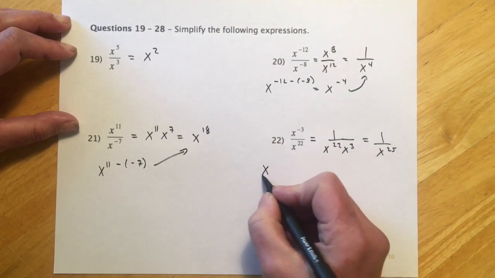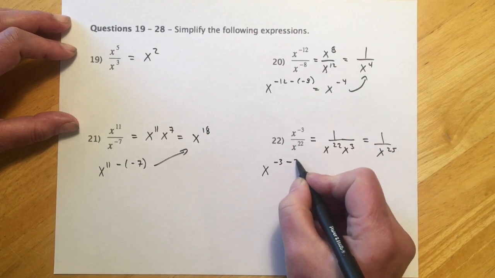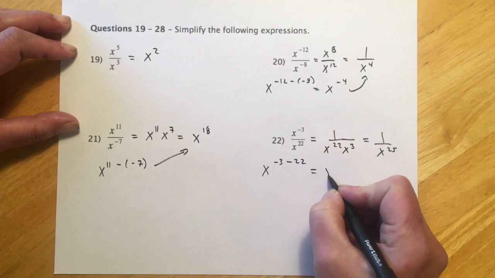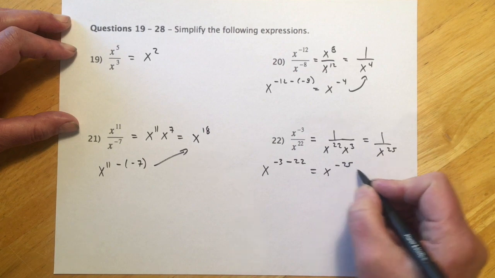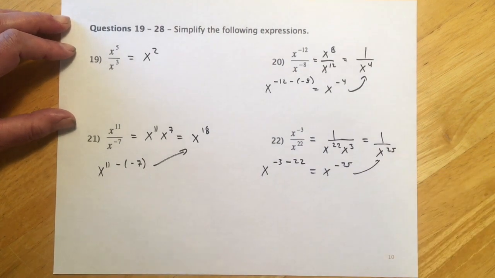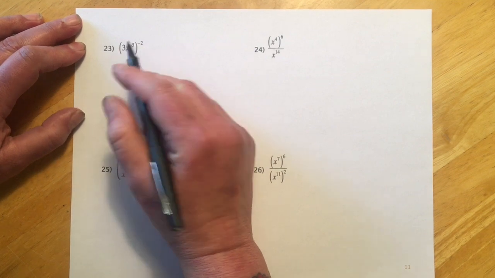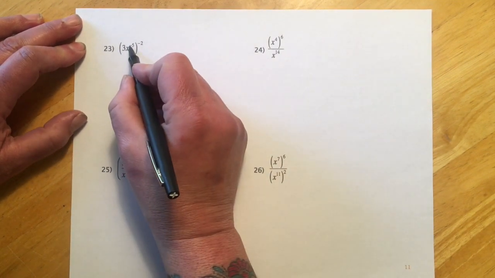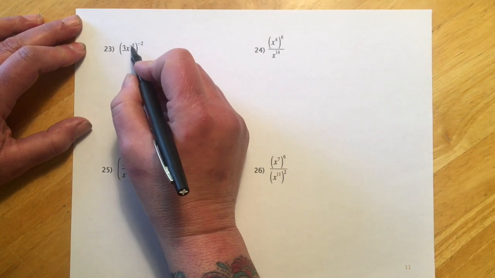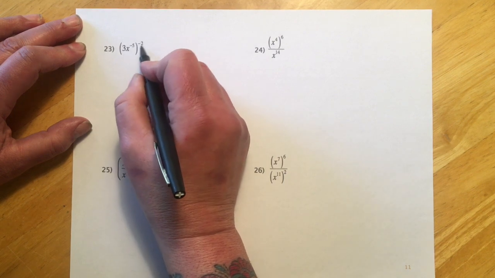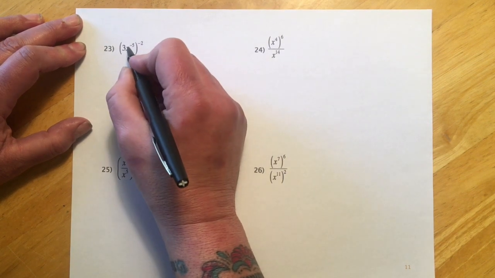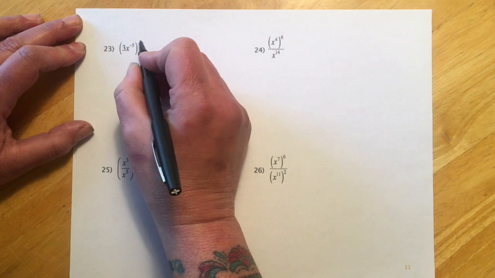Or you can think of it as x to the negative 3 minus 22 makes x to the negative 25, and then bring it downstairs. You're right back at that answer. So let's see, this one. Oh, this one has a little tiny tricky bit here, that negative 5. So if I bring this downstairs, it doesn't change the negative 5.